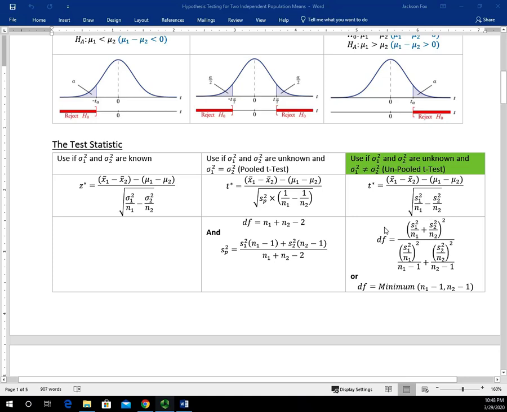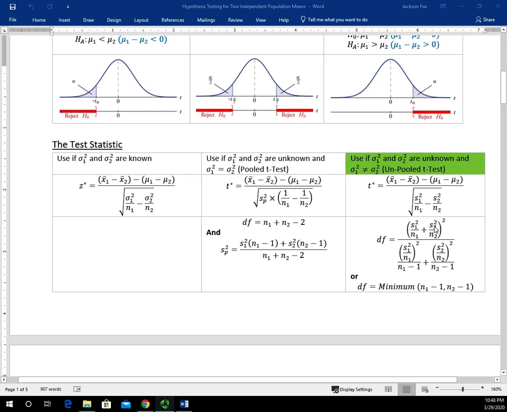Now, the degrees of freedom, this is the approximation for the degrees of freedom. It's essentially a weighted degrees of freedom based on the variability. And it seems very difficult to calculate. It's really not that bad. It just takes a little bit of work, and then also a lot of accounting on our values to make sure that we're not plugging in the wrong values in the wrong spot.